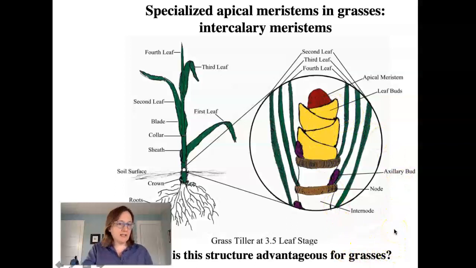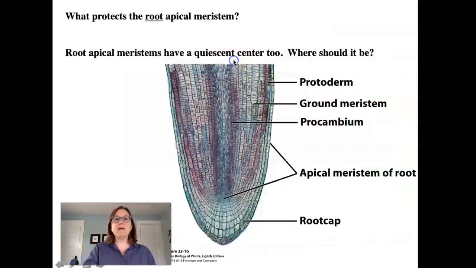I'll give you a little hint. Many grasses are grazed by large herbivores, and the herbivores come and chomp those meristems right off. Or rather, they don't chop the meristems off, they chop off the leaf area. So why is it useful for grasses to have the meristems closer to the soil surface rather than up at the top, where most typical plants have their meristems? Okay, just a little bit more.